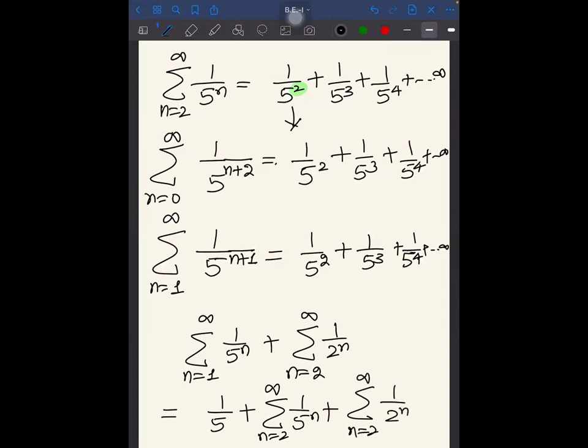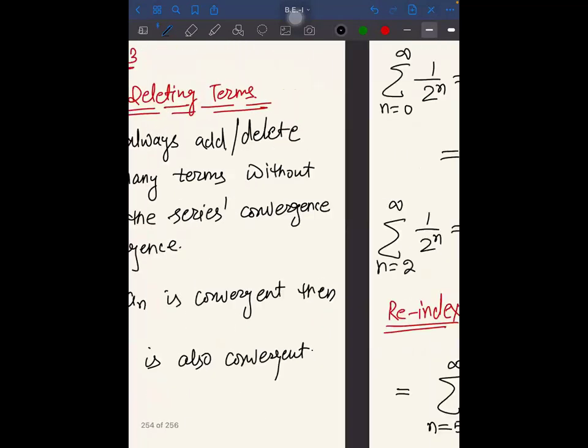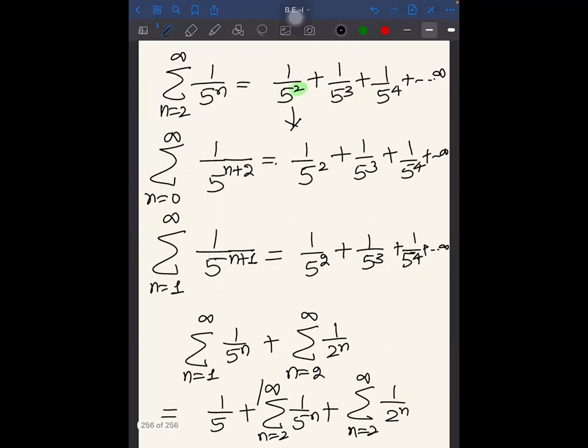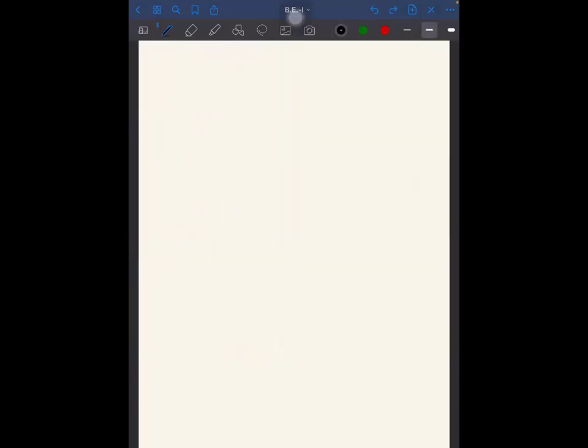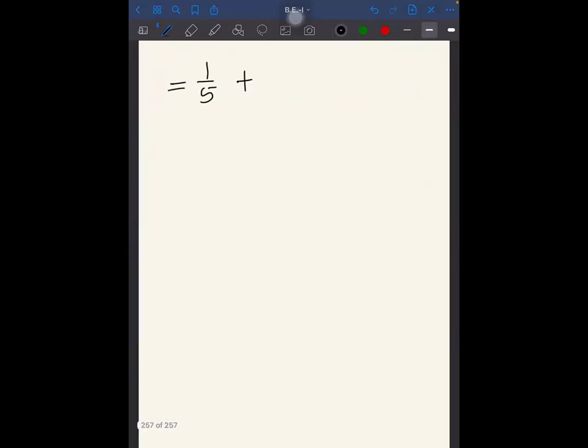Yes, sir. This is the example of the first thing, that we can add or delete finitely many terms. So this is the benefit, that now you can keep it in the same summation. How are you going to write it? You write it as 1/5 plus. So now your summations are the same in nature, and you can write it in the same expression. Things become a little compact.